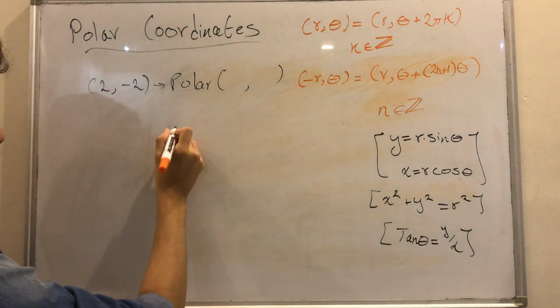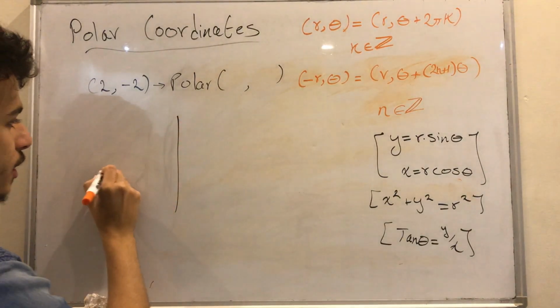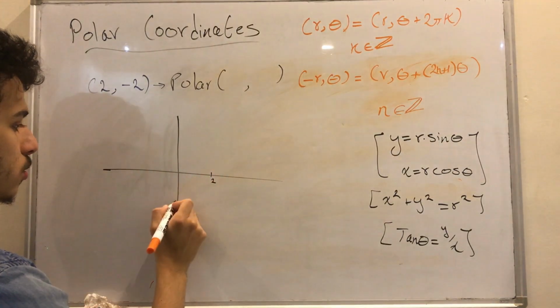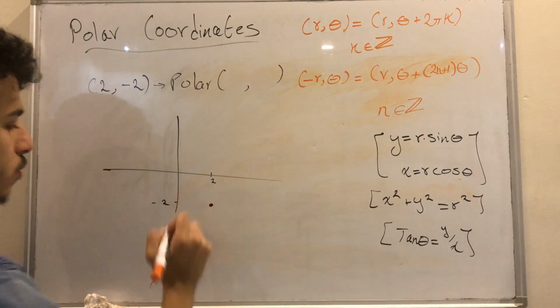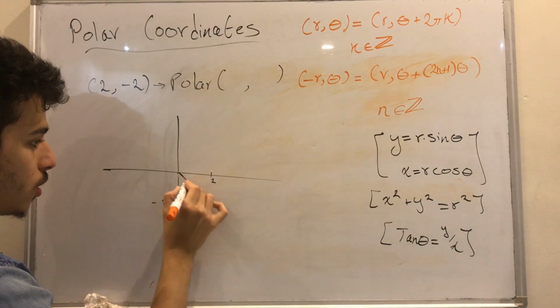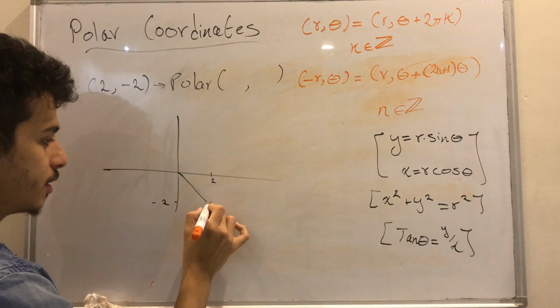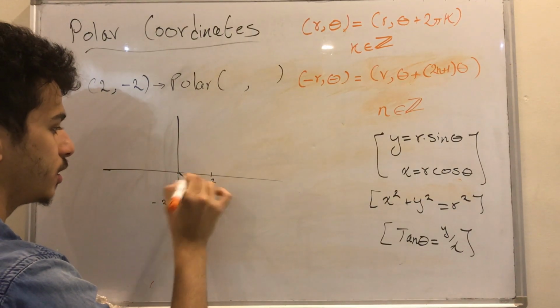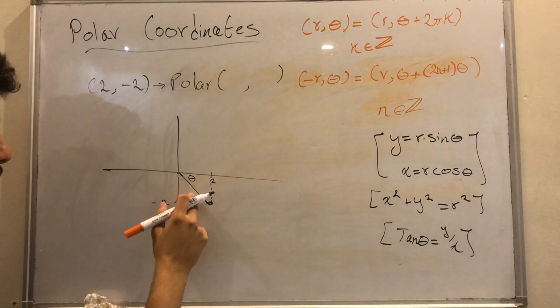So let's begin by drawing some axes, the y and the x-axis, and plotting the point. That would be (2, -2), just over here. Let's go ahead and draw a line where the length is r, or the absolute value of r, with an angle theta. And so we need to figure out the angle and the length.